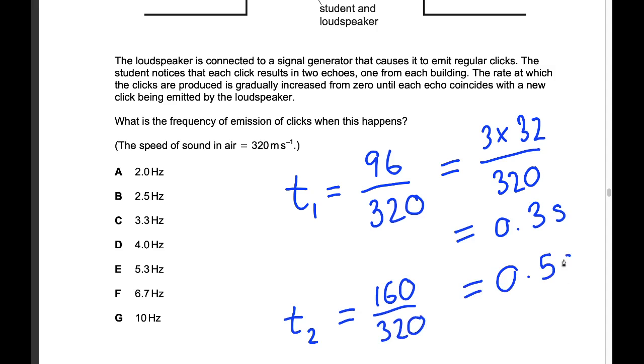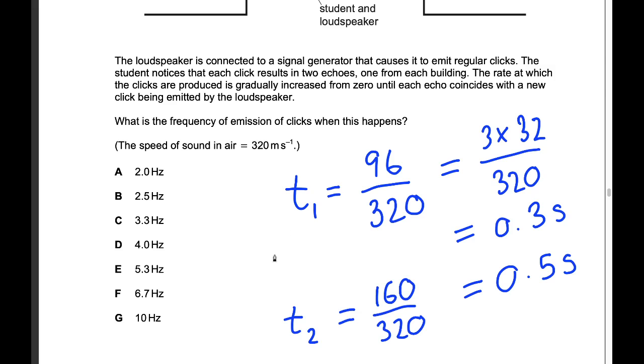Okay, interesting. So if they both coincide with clicks of the signal generator, then it must mean, and that signal generator has started at a low frequency, it's increased from 0, so the rate at which the clicks are produced is gradually increased. It starts at a very slow place, like a click, then wait a long time, then another click, and then it speeds up to click, click, click, click, click.